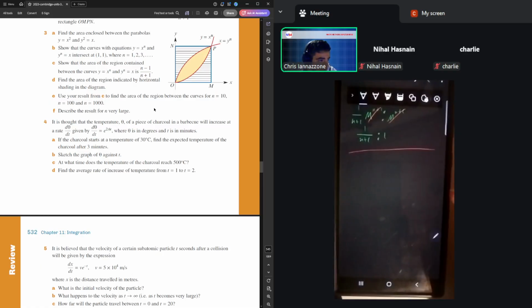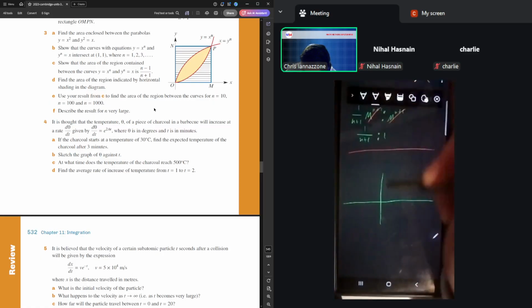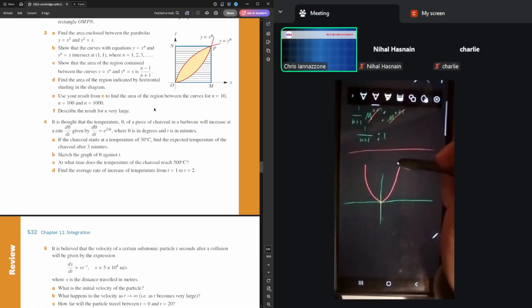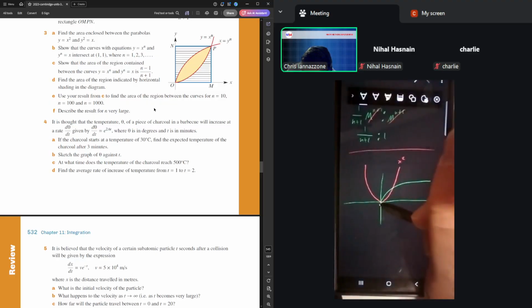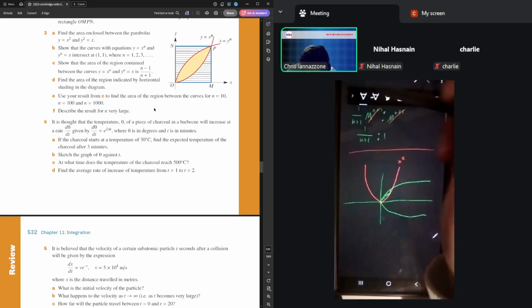So area enclosed between the parabolas just means first we've got to figure out what we're looking at. So y equals x squared would be that, and y squared equals x would be that. From there, we can see that the only thing that actually has a bound area is going to be in here. Everything else is unbounded. The lines will never close up, so we never have to worry about that.